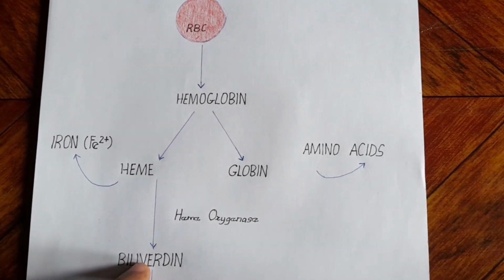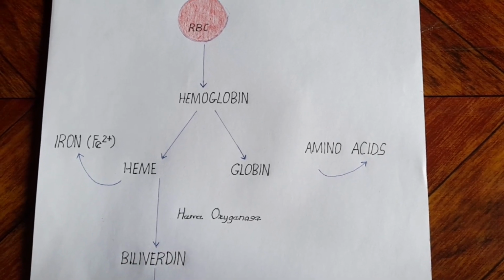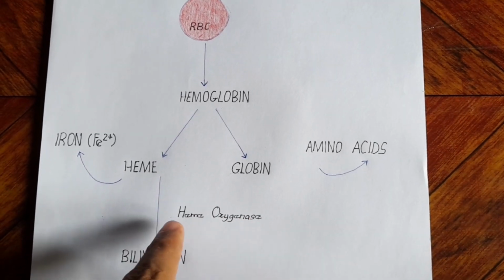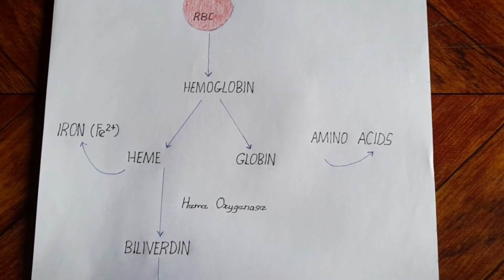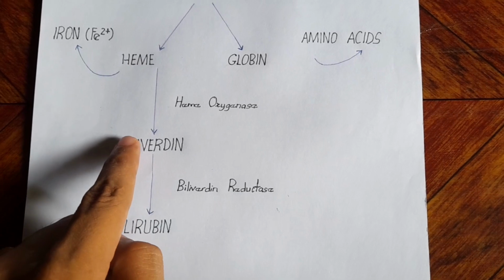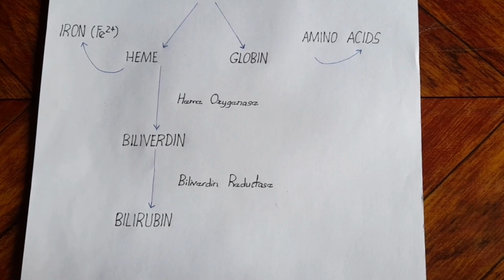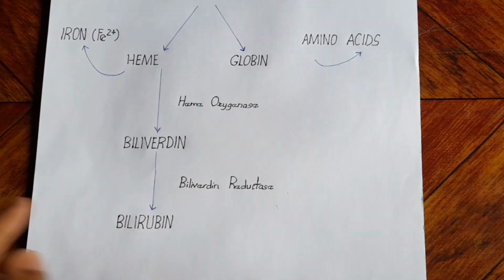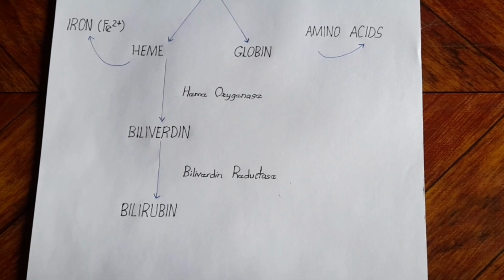Also, this heme is broken down into biliverdin. Biliverdin is a bit green in color. Heme is broken down into biliverdin with the help of an enzyme, heme oxygenase. Now, we are interested in bilirubin. So we get bilirubin from this biliverdin. Biliverdin is converted to bilirubin with the help of the enzyme biliverdin reductase. Biliverdin is green in color and bilirubin is yellow in color.